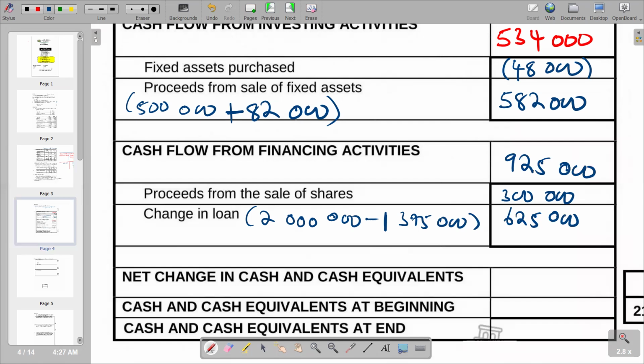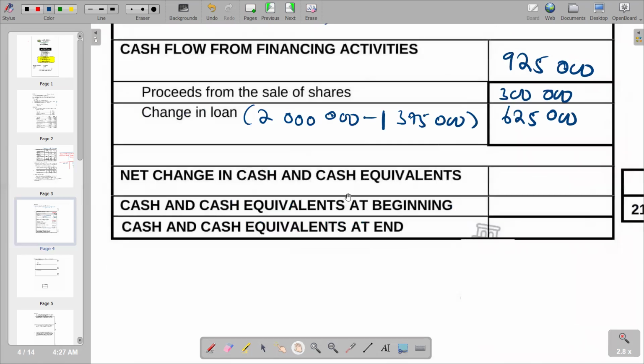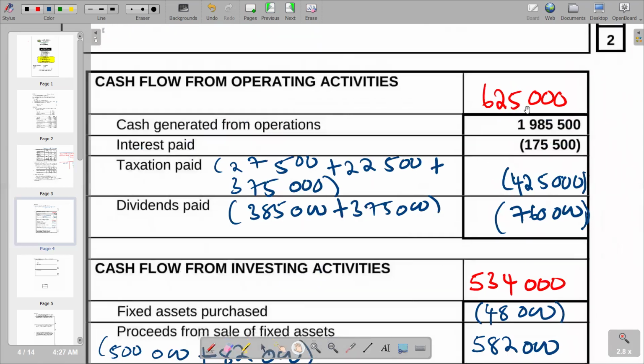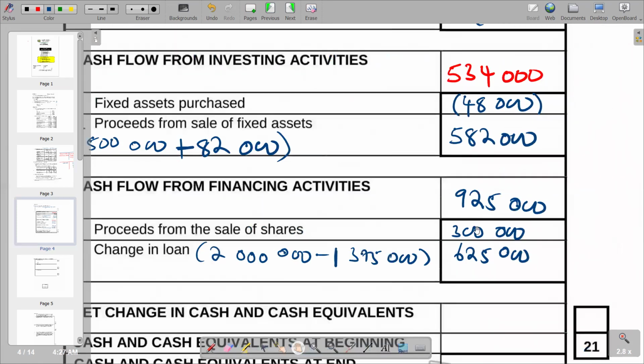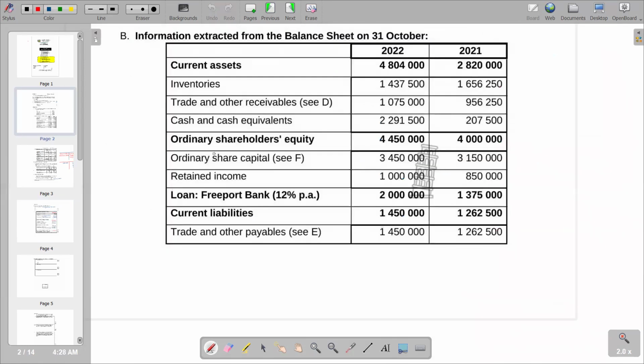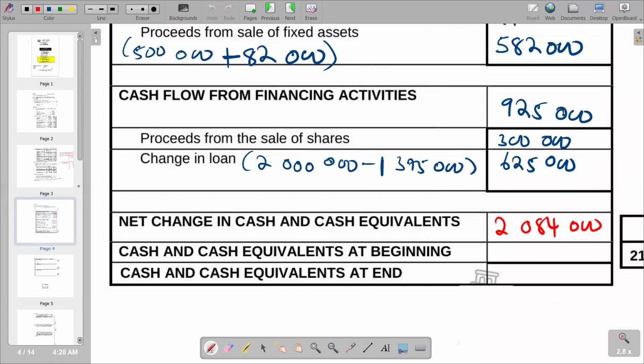From there, we go to the net change in cash and cash equivalents, where we say 625,000, and then we add 534,000, and then we add 925,000, and we get the net change in cash and cash equivalents, which is going to be 2,084,000. The cash equivalents at the beginning, we can get from the question. Cash equivalents at the beginning of 2021 is 207,500. So we come here and say 207,500.